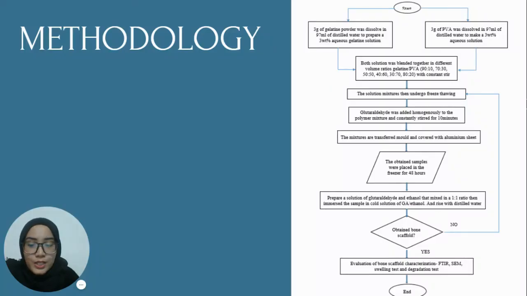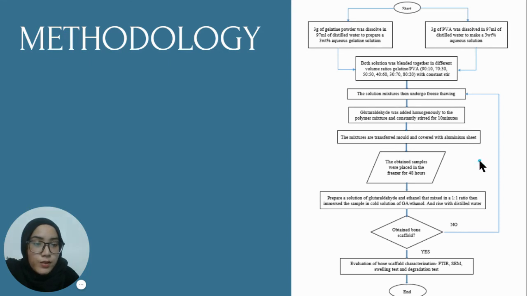Okay, next, methodology. The experiment starts with making the gelatin and PVA solution by dissolving both materials in distilled water. Both solutions were blended together in different ratios of gelatin and PVA with a magnetic stirrer. The solution mixture then undergoes freeze thawing. Glutaraldehyde was added homogeneously to the polymer mixture and constantly stirred for 10 minutes. The mixture is transferred to a mold and covered with aluminum sheet. The obtained samples were placed in the freezer for 48 hours.